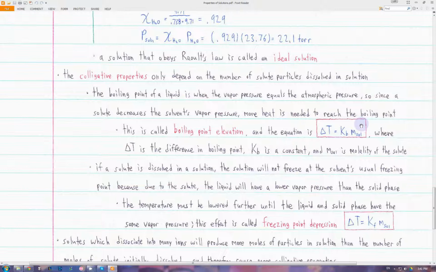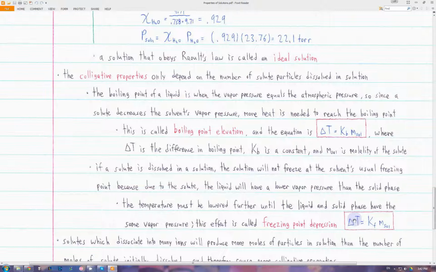Similarly, when we have a solute in a solution, the decrease in the vapor pressure will cause the freezing point to decrease as well. Remember, the definition of a freezing point is when the liquid state and the solid state have the same vapor pressure. When we add the solute, the liquid will have a lower vapor pressure than the solid phase. So we need to decrease the temperature even further than normal until the solid phase has the same vapor pressure as the liquid phase.